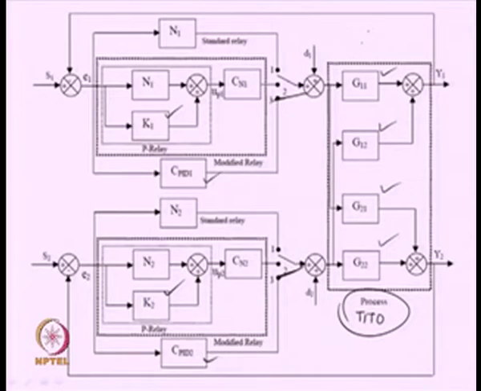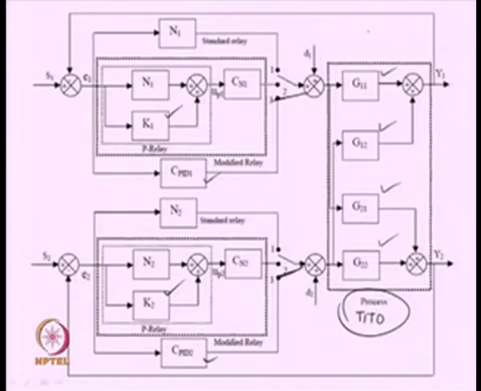Okay. So, this is how automatic tuning of the controllers is done for the decentralized control of TITO systems. Now, how can we identify the transfer function models when modified relays are connected with the TITO process? That we shall discuss in detail now.